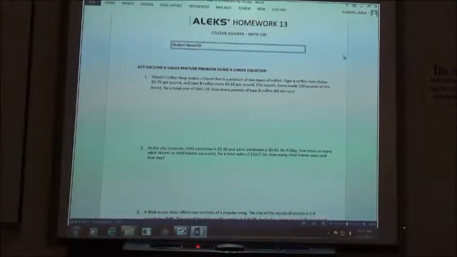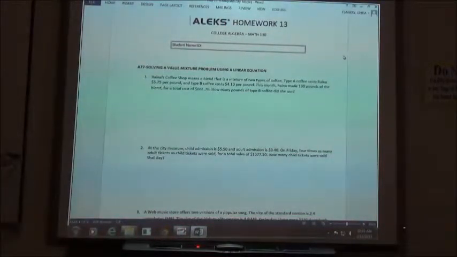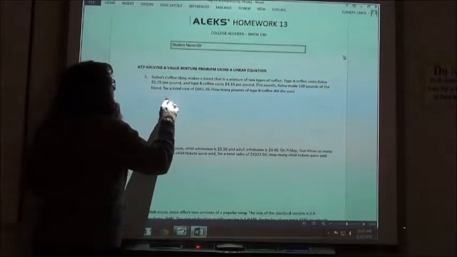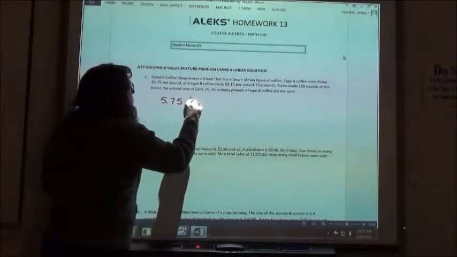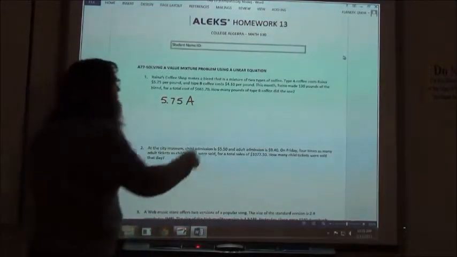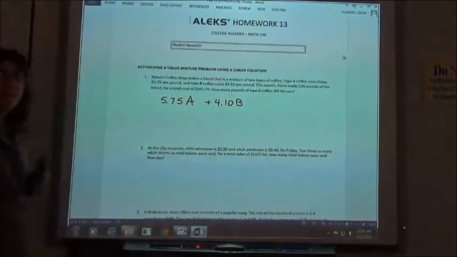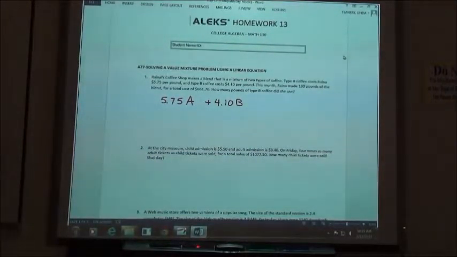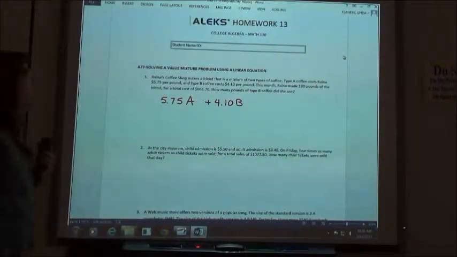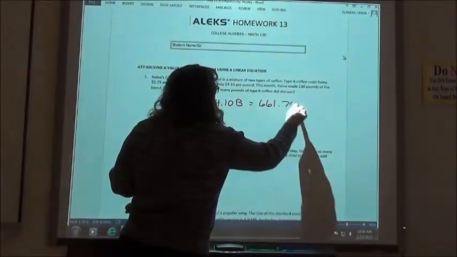So we're going to have 2 equations because we have 2 variables. Anytime you have 2 different unknowns, you've got to have 2 equations. One of them has to do with the costs. $5.75 per pound for type A. So if I take $5.75 times how many pounds of A, I get the cost there, plus $4.10 per pound for type B. So if I take $4.10 times the number of pounds for B, I get the value of B. We know that the total cost, or the total value, is $661.70.